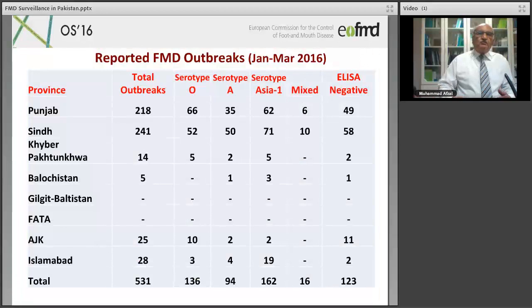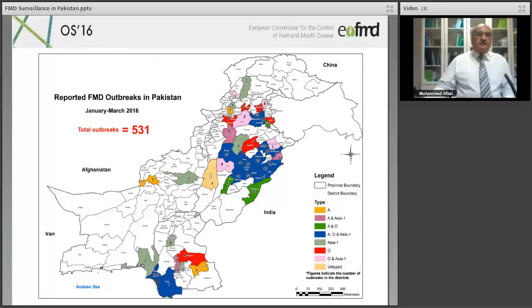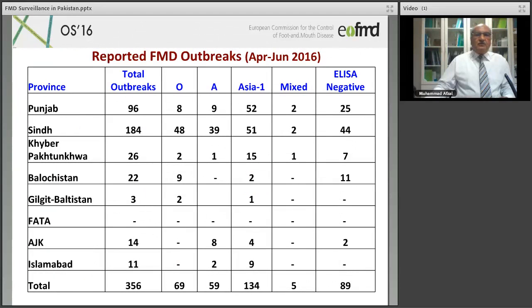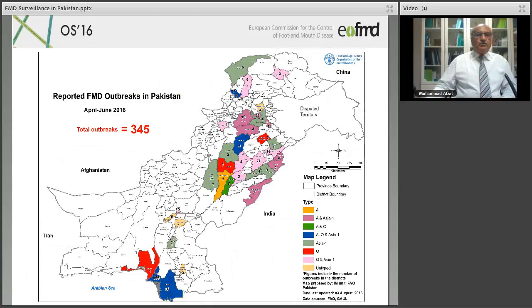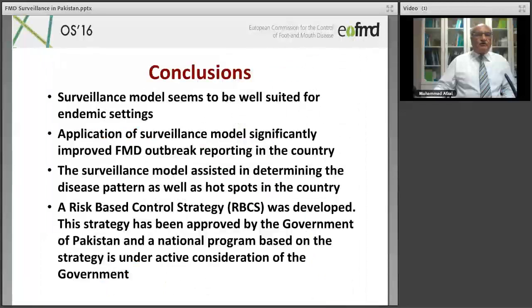And during the first quarter of 2016, 531 outbreaks of FMD were reported. And this is again the spatial distribution of the first quarter of 2016. And in the second quarter, April to June 2016, 356 outbreaks of FMD were reported. And this is the spatial distribution. You can see that there is a decline in the number of outbreaks reported. And we understand that the surveillance model was successfully implemented, and the field staff worked hard to contain the infection wherever there was an outbreak of FMD.